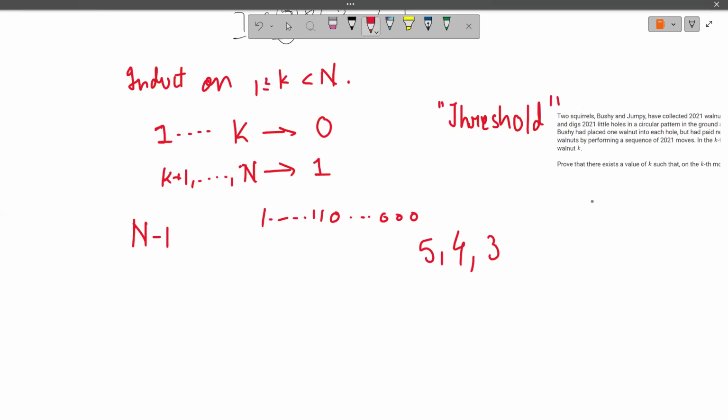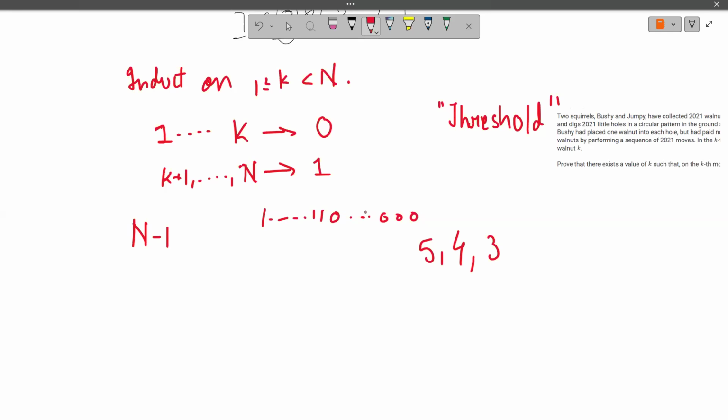I think you just look at blocks of two. It doesn't matter what the value of k is. You just look at blocks of two which have a consecutive 0 and 1, and you just flip them. I think that would work.